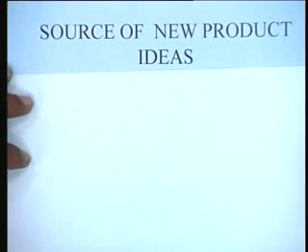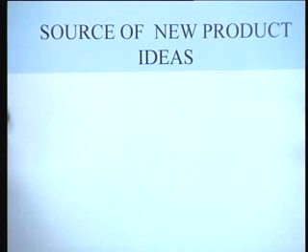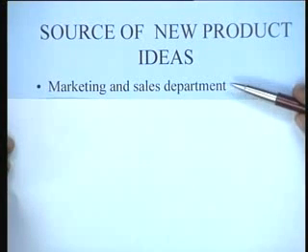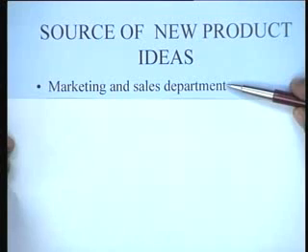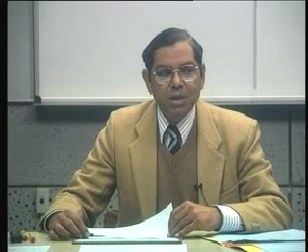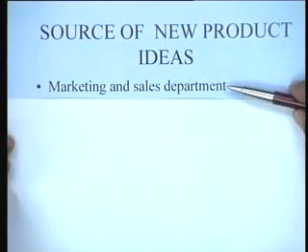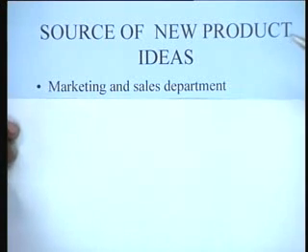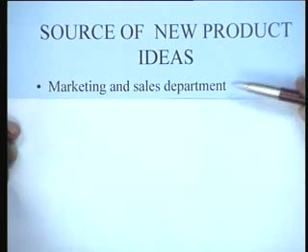how ideas for new products come. In one particular study, it was stated that sources for new product ideas could be from a variety of sources. You could have the marketing and sales people coming up with an idea for a new product. I think this part is understandable because the marketing and sales people are in intimate touch with the consumer, and therefore they know what the consumer wants and they can suggest that the new product should have these kinds of features. So as a source for new product ideas, the marketing and sales department generally comes at the top.